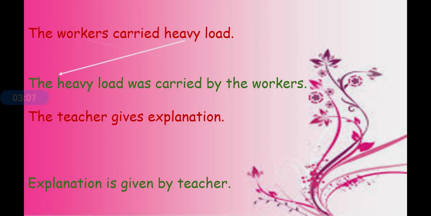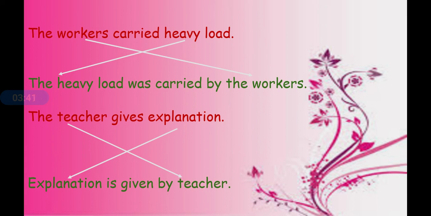Let us see few examples how to convert from active voice into passive voice. The workers carried heavy load. Here, the workers is the subject, carried is the verb and heavy load is the object. In the passive voice, heavy load will become the subject and the workers will become the object. So the heavy load was carried by the workers. We used was here because the sentence is there in the past tense.